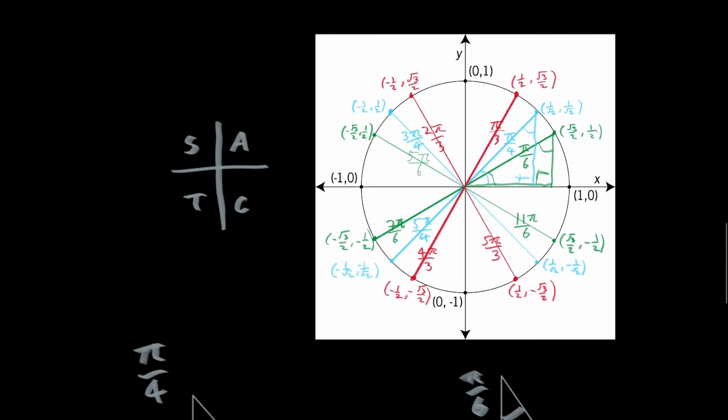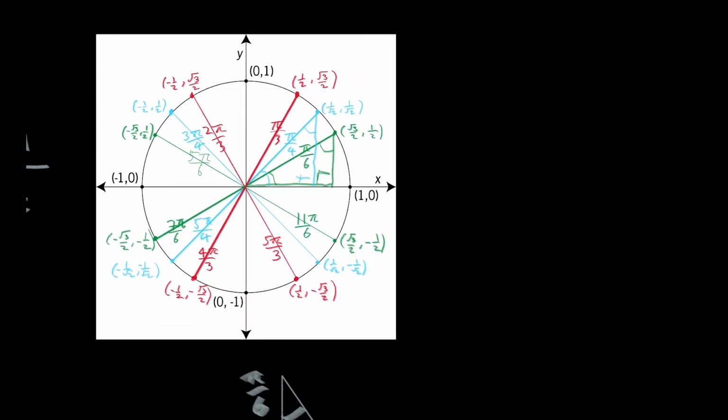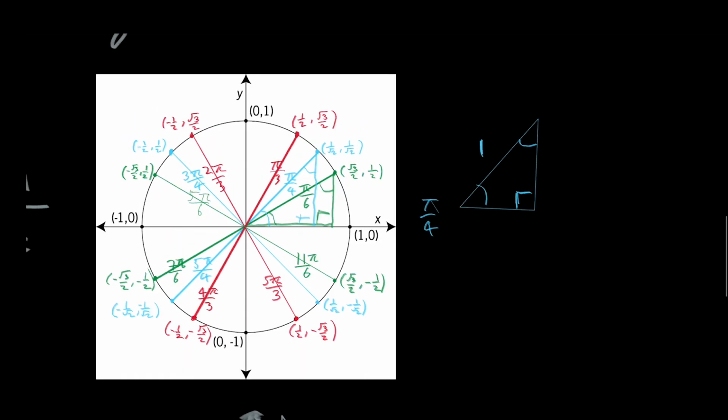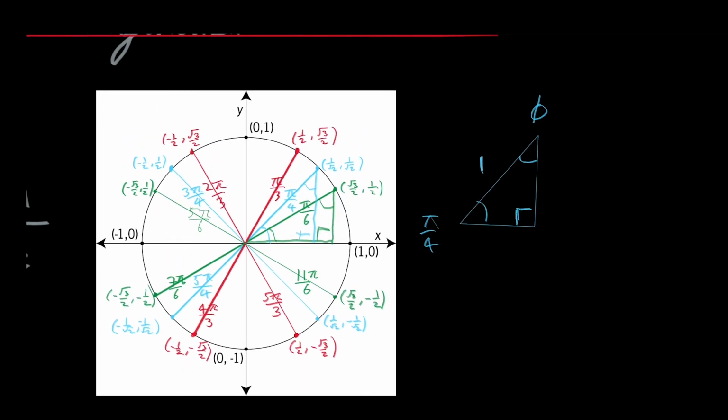So for instance, the one that I've drawn in blue would actually have the following information. This would be a side length of 1. This would be an angle of pi over 4. Suppose we didn't know what the other angle was. In fact, we didn't work it out. I just said it's pi over 4. You shouldn't take my word for it. Let's actually find out what it is, and we'll introduce a variable for it, phi.